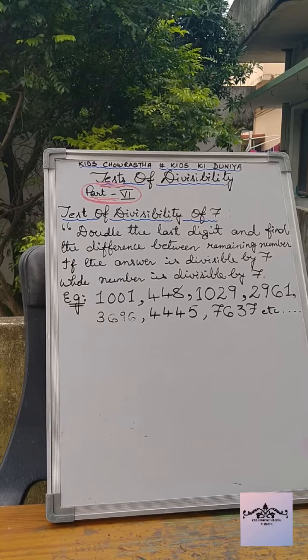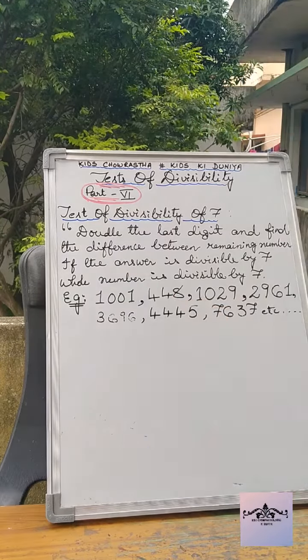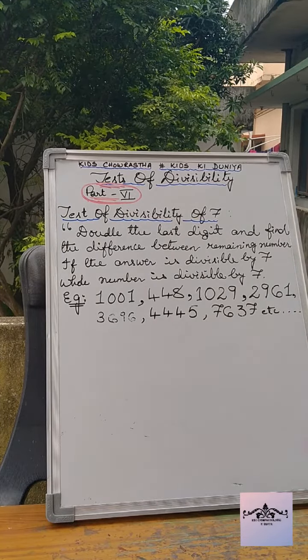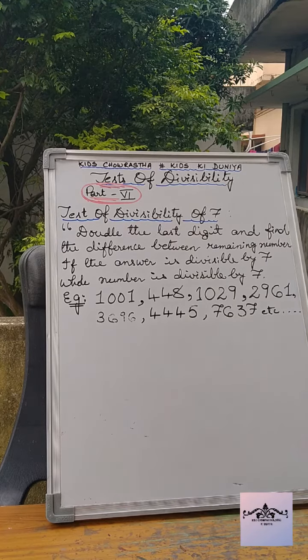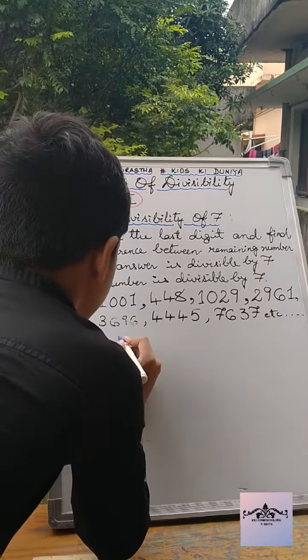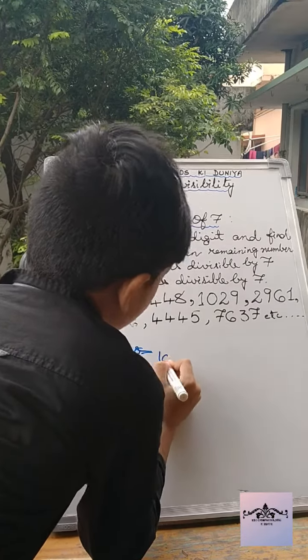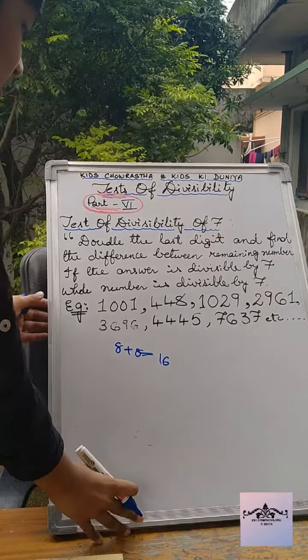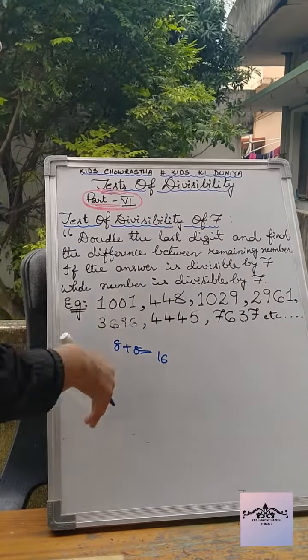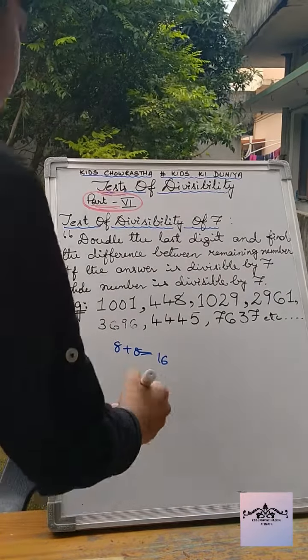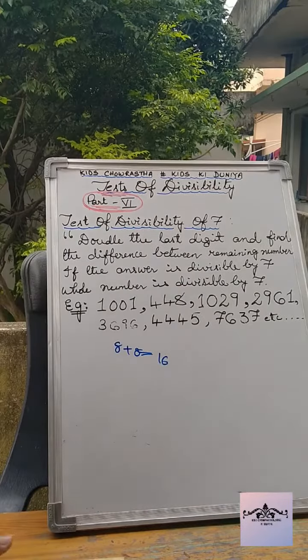Okay friends, now we are going to our next number, which is 448. Here we are taking 448 next. So now we have to double the last digit, which is 8. 8 plus 8 is equal to 16. So the 16 we get, we have to subtract from the remaining number 44. So 44 minus 16.